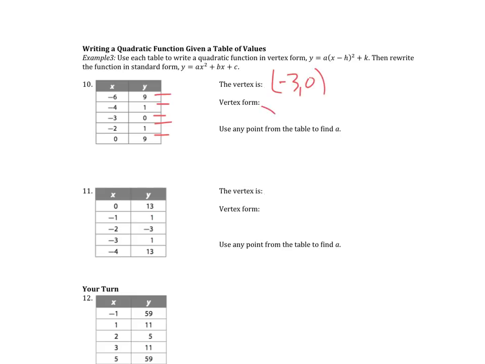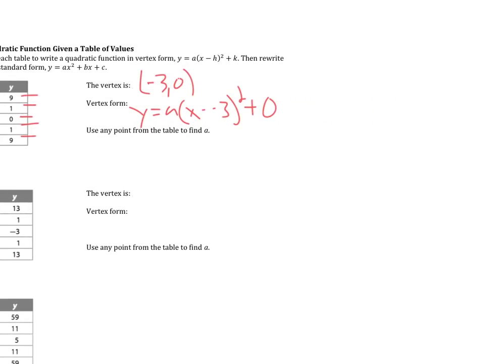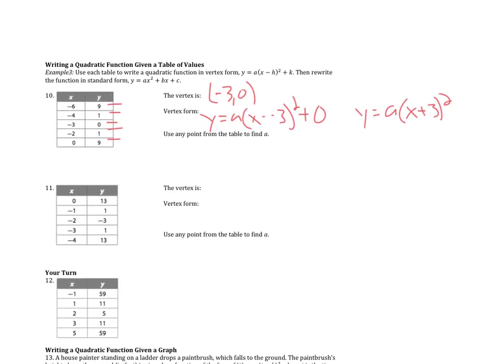And so then we would be y equals a, x minus our h, which is a negative 3, squared plus k, which is 0 in this case. And so then that simplifies to y equals a x plus 3 squared, and then there's no 0. Now what we want to do is pick any point in our table in order to find our a value. I'm going to pick one of the ones just to either side of the vertex. Usually works out for the least amount of numerical value.